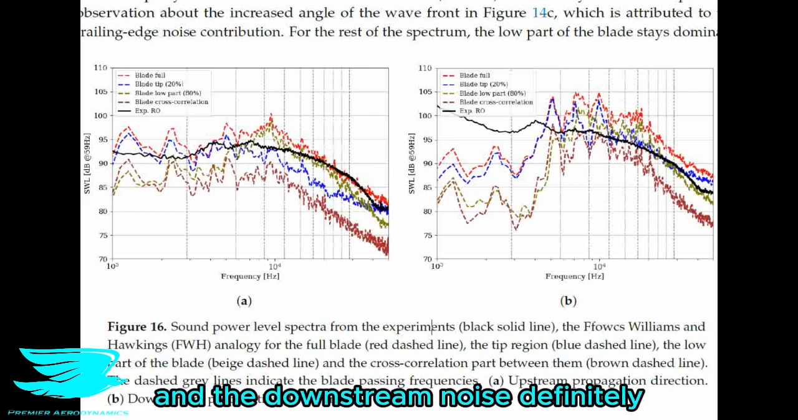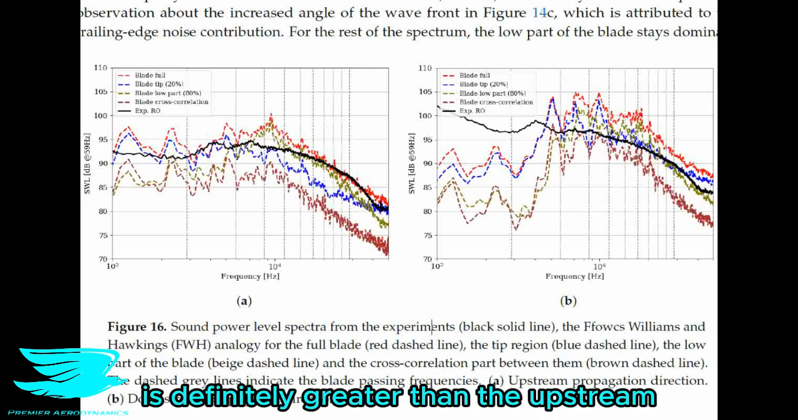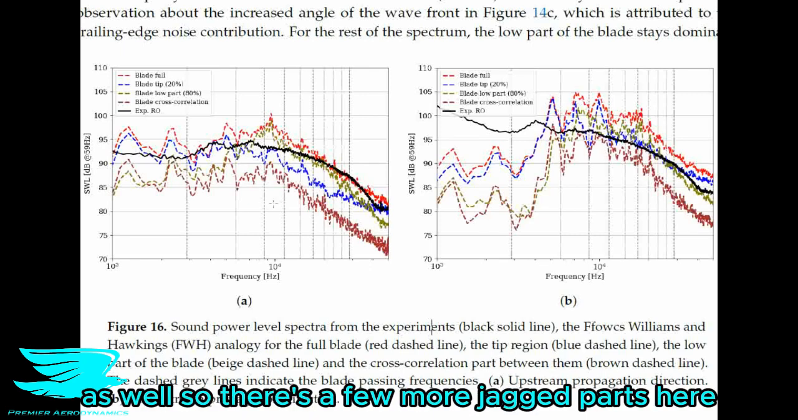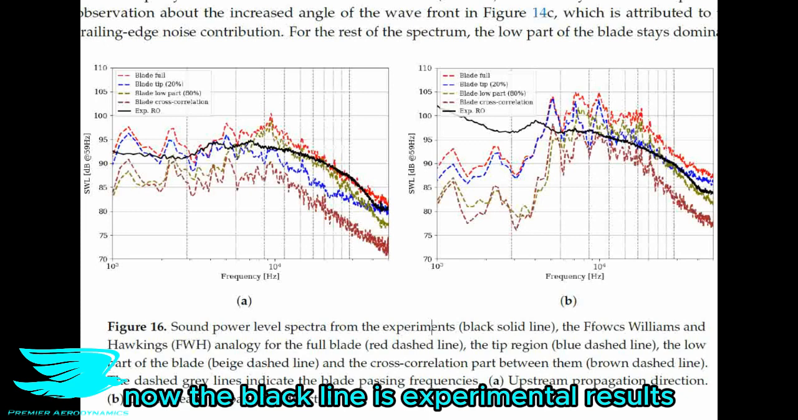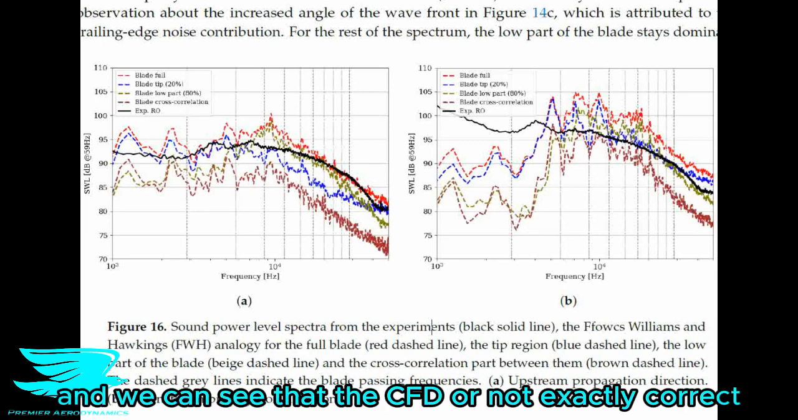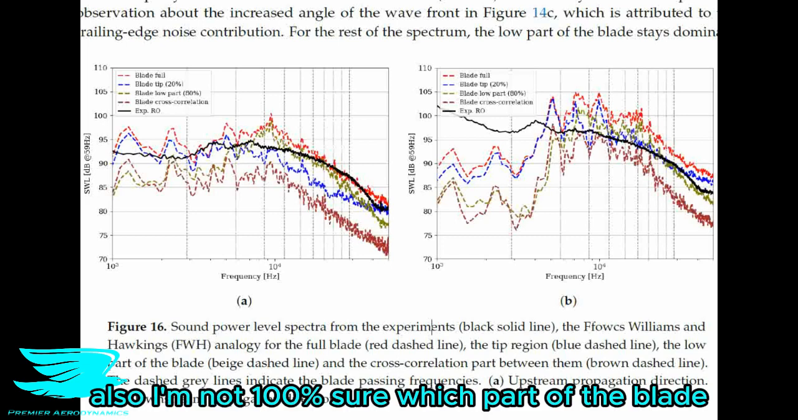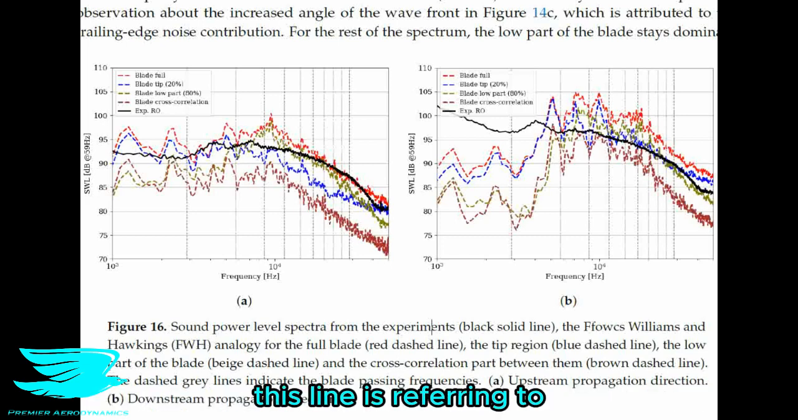And the downstream noise is definitely greater than the upstream, and we get a few more tonal frequencies as well. So there's a few more jagged parts here. Now the black line is the experimental results, and we can see that the CFD, while not exactly correct, is quite good. Also, I'm not 100% sure which part of the blade this line is referring to.